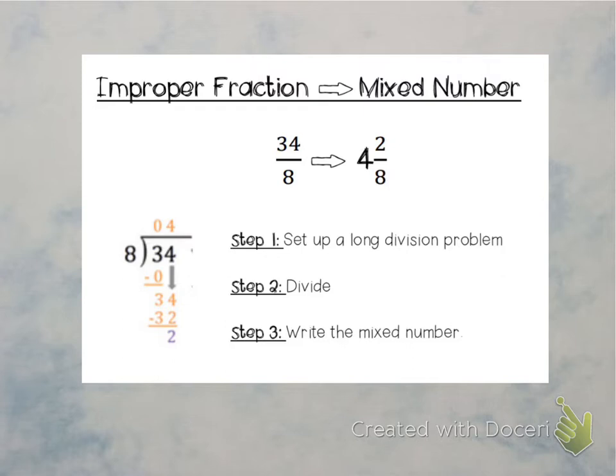So then we are going to go from our improper fraction into a mixed number. Okay, so we want to do fraction notation as division. So when we have an improper fraction, instead of 34 over 8, we want to say 34 divided by 8. And so step 1 is to set up a long division problem like this over here. And then we're going to divide like normal. And our remainder becomes our numerator. What we're dividing by becomes our denominator. And our quotient becomes our whole number.